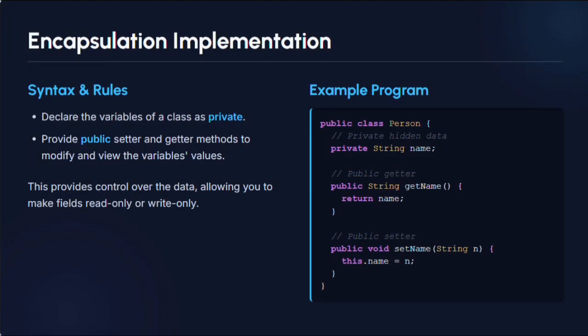Next, there comes the encapsulation implementation. The syntax and the rules are that the variables of a class should be declared as private, and you provide public setter and getter methods to modify and view the variable's values. This provides control over the data, allowing you to make fields read only or write only. Here's an example program; you can go through it, which can be very helpful for you in the future.